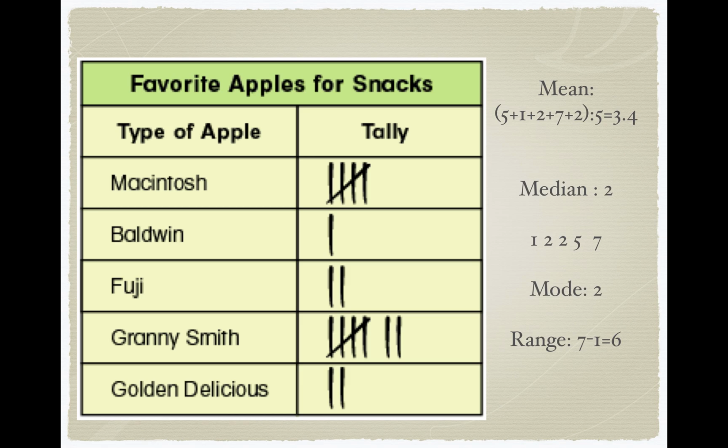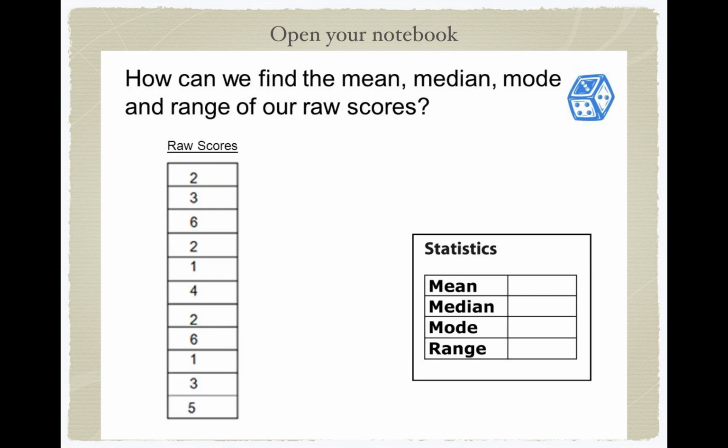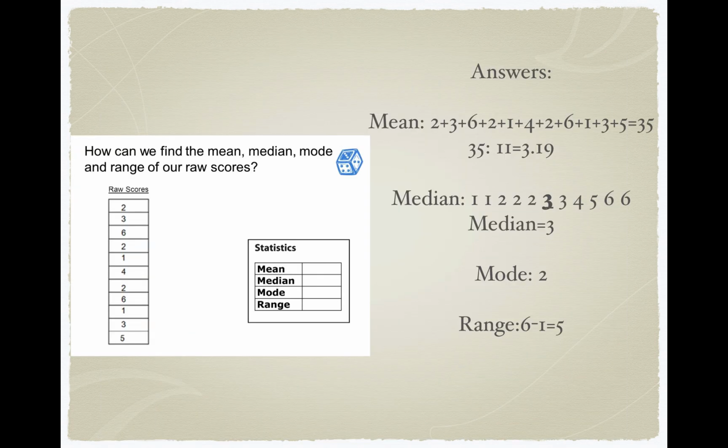Please check these answers. Now, again, open your notebook, and how can we find the mean, median, mode, and range of our raw scores? I'm going to give you some time, so please open your notebook, and I will show you the answers in a minute. Now, I'm going to ask you to please pause this lesson if you need more time, because I think some of you will probably need about 2 minutes, but if I wait this long, we won't get through the whole lesson. So please pause, and here are the answers.